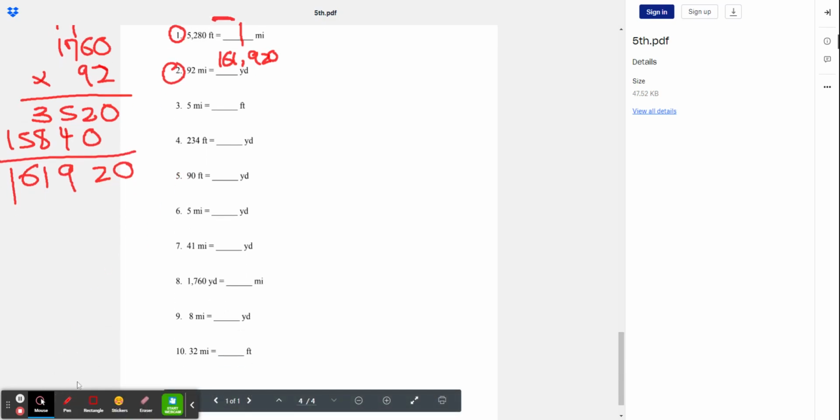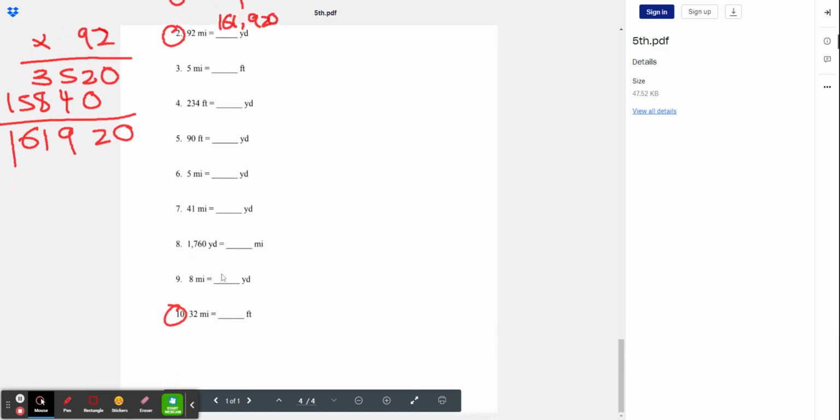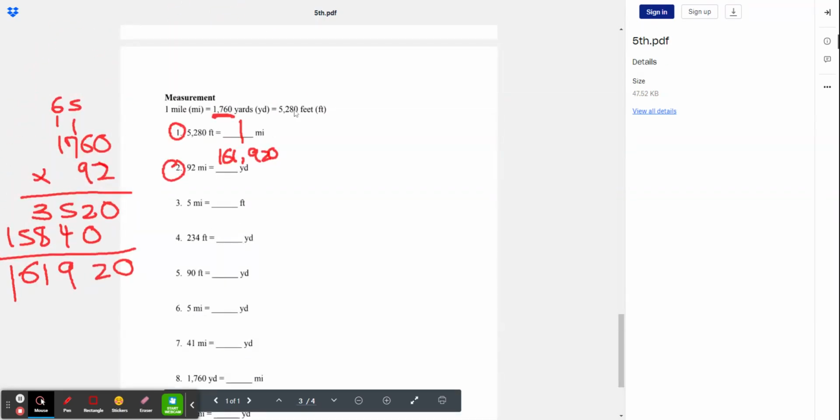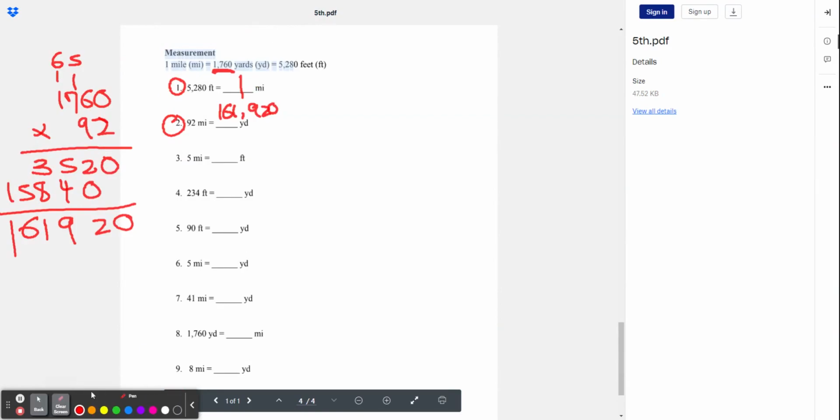Now let's try 10. So it says 1 mile is 5,280 feet. So to go from 32 miles to feet, we're going to have to multiply this number by 32. So 5,280 times 32.